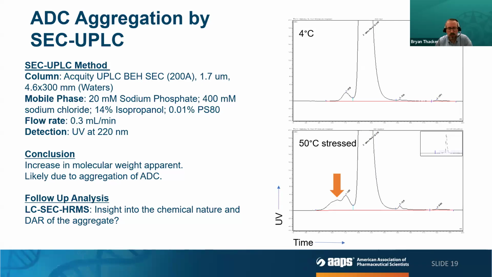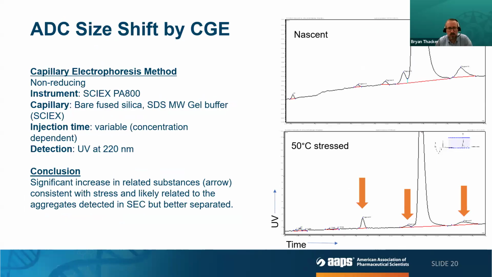Let's go on to the next slide to illustrate another type of technique we can use. In this case, this is capillary gel electrophoresis. So it's another sizing method, in this case using electrophoresis rather than flow against a matrix to separate things by mass. This is an example of a non-reducing approach. So we get the proteins separated by size.